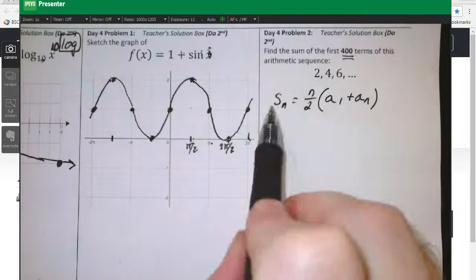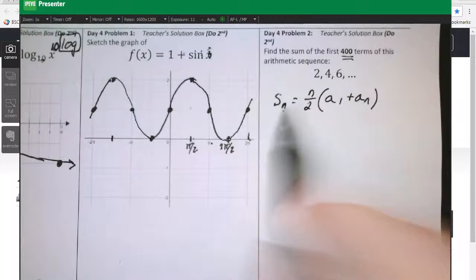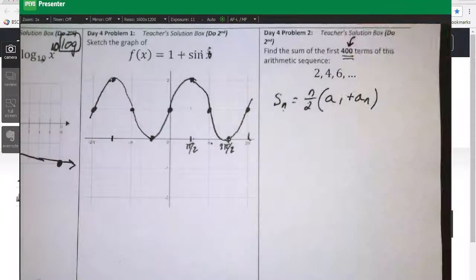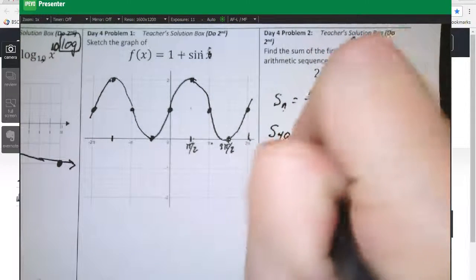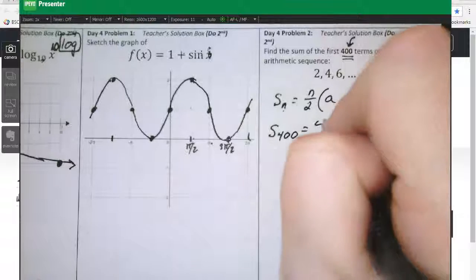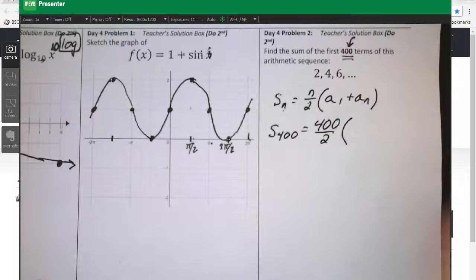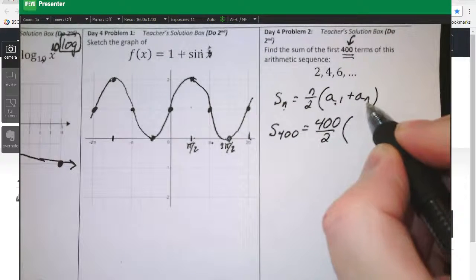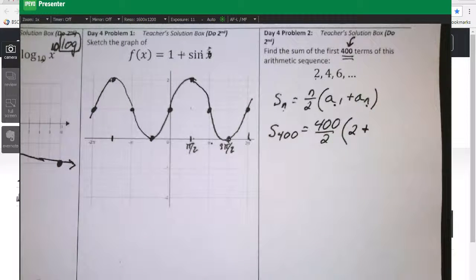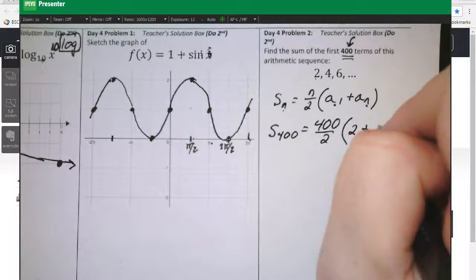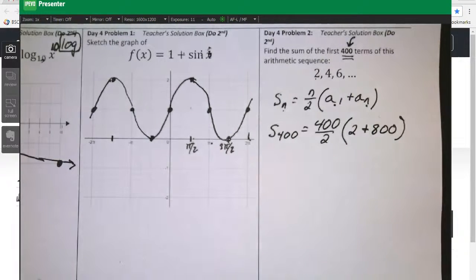In this math formula, the capital S is the word sum. The letter N is the number of terms. In this case, 400 terms. N is 400. So to find the sum of 400 terms, we're going to go 400 divided by 2 and multiply by the sum of the first term and the 400th term. Well, the first term is 2. The 400th term is 800. Type this in the calculator and you'll have the sum.